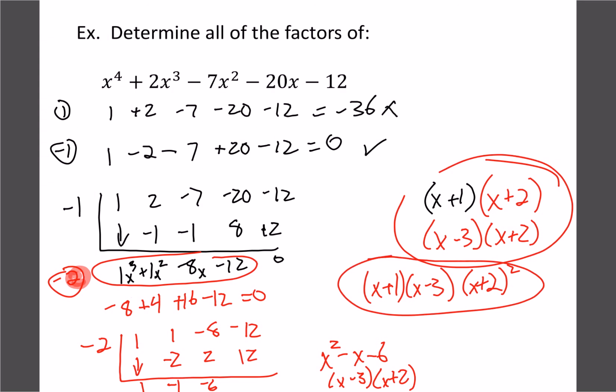And that's it. You can see with doing this kind of factoring, we just sometimes have to repeat it, test it a few times, but eventually we'll get all of the possible factors. And that's all.